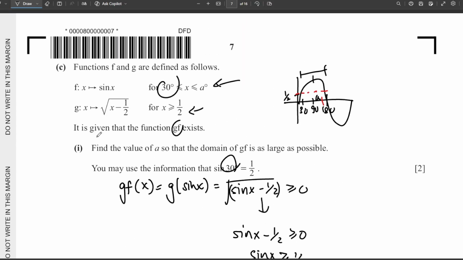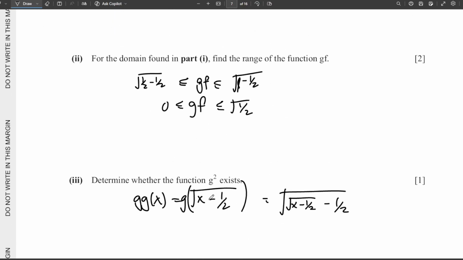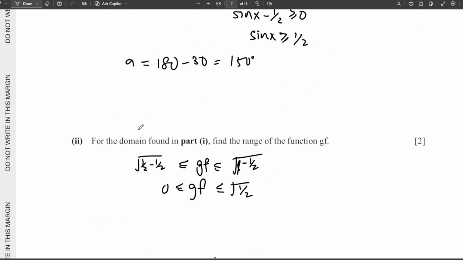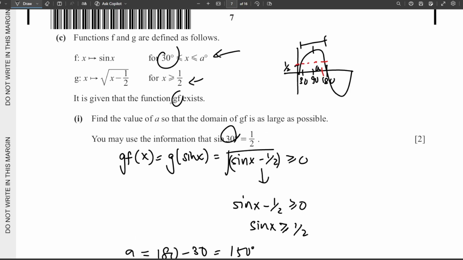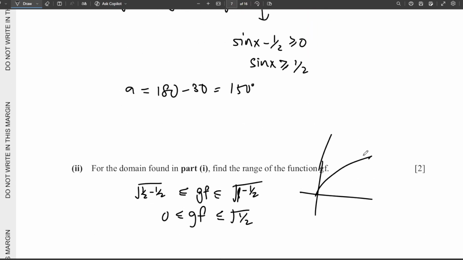No, it does not exist, because why? For this function to exist, the range of g must fit the domain of g also. And if you can recall, what does a square root function look like? It looks like this. It will keep going up. So even if, it did not specify a largest or maximum of x, so we can assume that the range of g will be all real numbers.